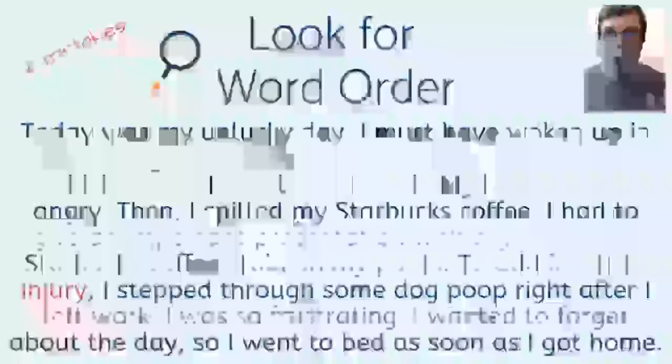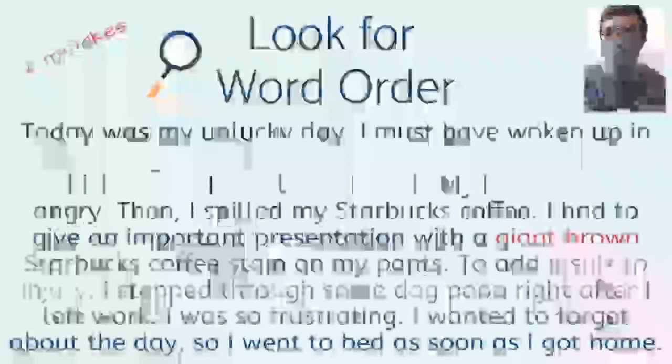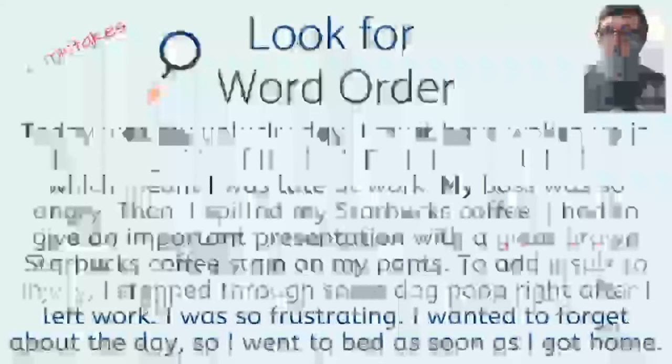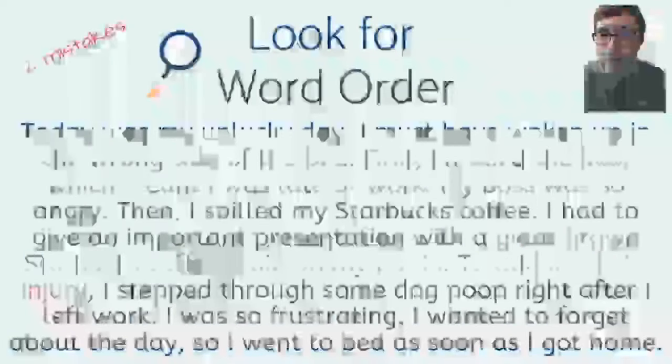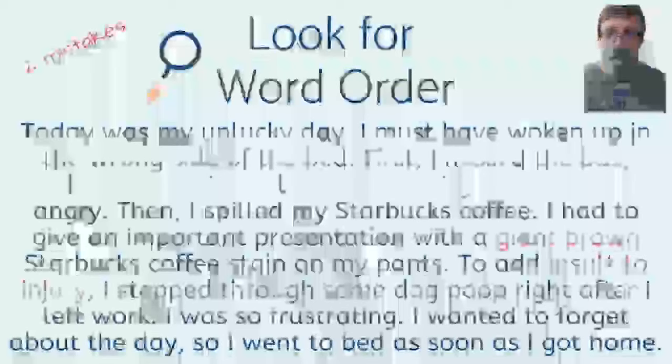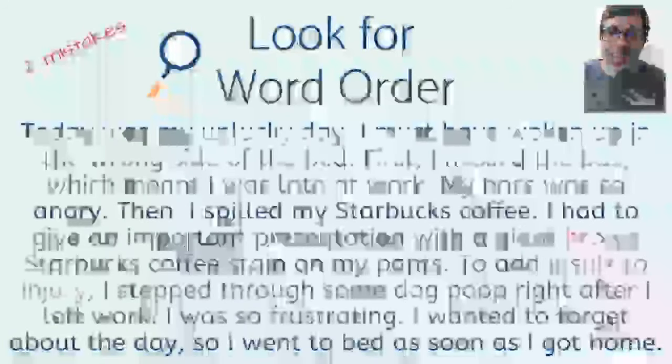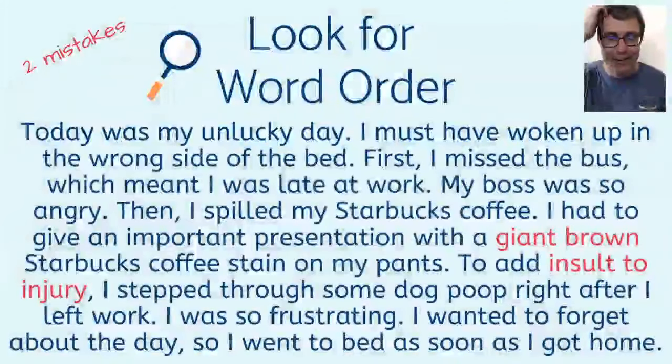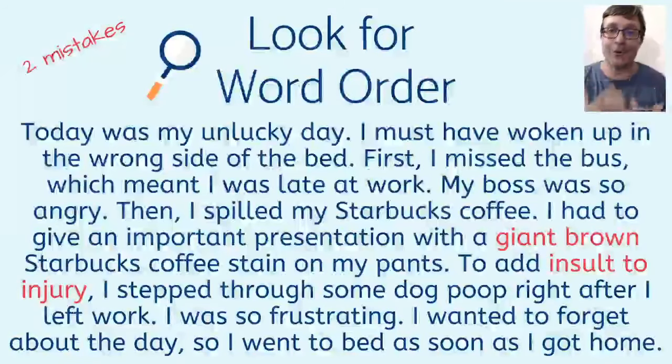Giant brown. The next one, word order, is just this expression. I don't know if you've heard this expression before, and this is a good way to build your vocabulary. "To add insult to injury." When I was reading this, I said it correctly as I was reading it, and then I had to correct myself because it's just unnatural. So instead of saying "to add injury to insult," the expression should be "to add insult to injury." You should switch those words.